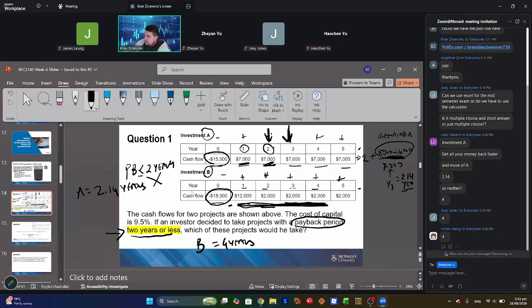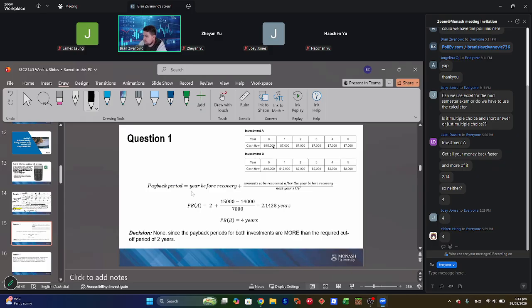So once again, the cutoff is 2 years. So neither of the investments, if you like, is what we will go with, because both of them are actually greater than the 2 years that the cutoff period is. Does that make sense, everybody? So you can almost ignore the formula here and just go year by year and just add them up.